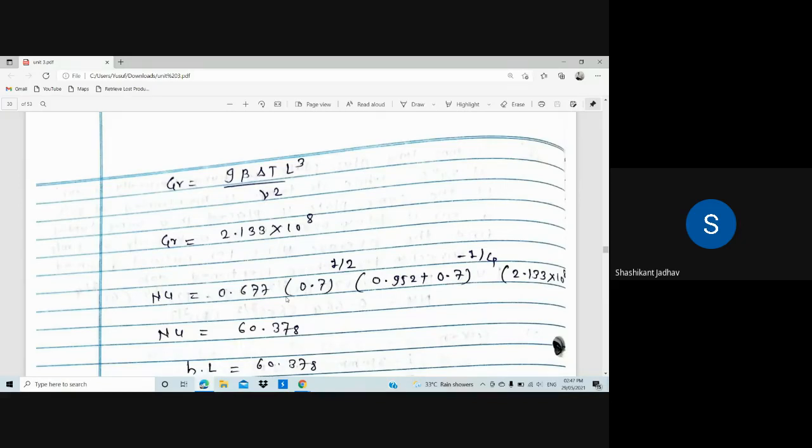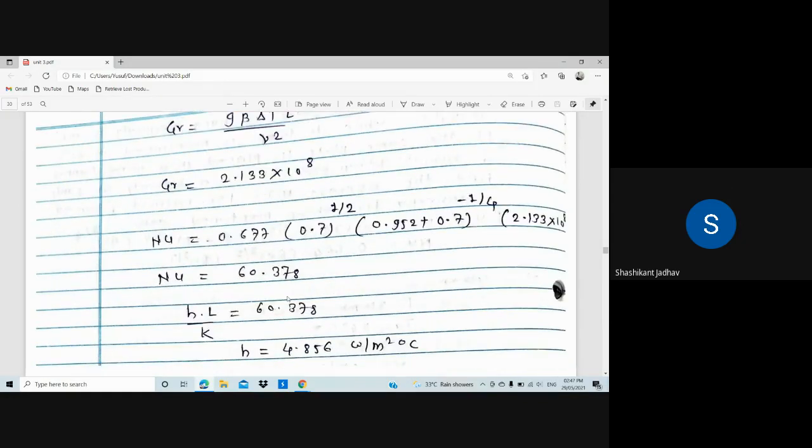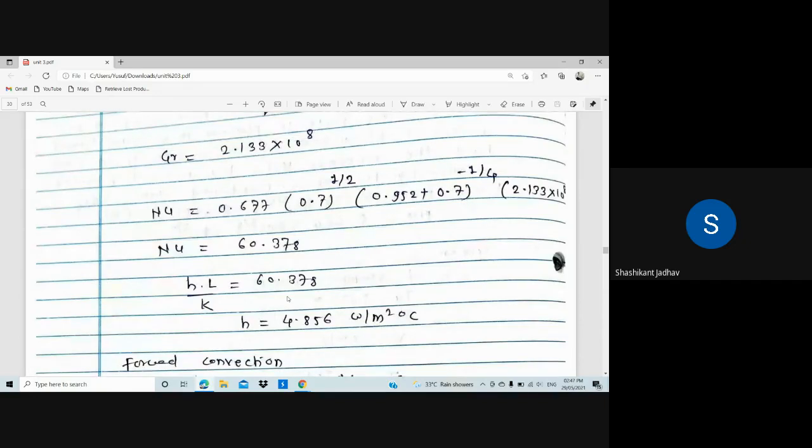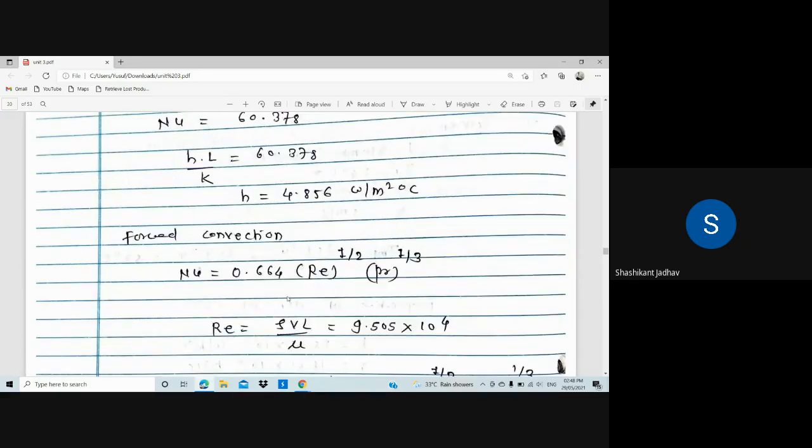Okay. Then put this value of Prandtl number and Grashof number into that correlation and find out the value of Nusselt number. So Nusselt number is equal to 0.67 into bracket 0.7 raised to 1 by 2 into bracket 0.952 plus 0.7 raised to minus 1 by 4 into 2.133 into 10 raised to 8 raised to 1 by 4. From this calculation, we get the value of Nusselt number is equal to 60.378. Okay. And as we know, what is the equation for the Nusselt number?